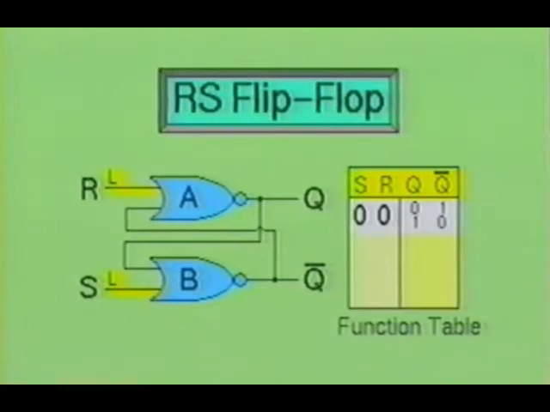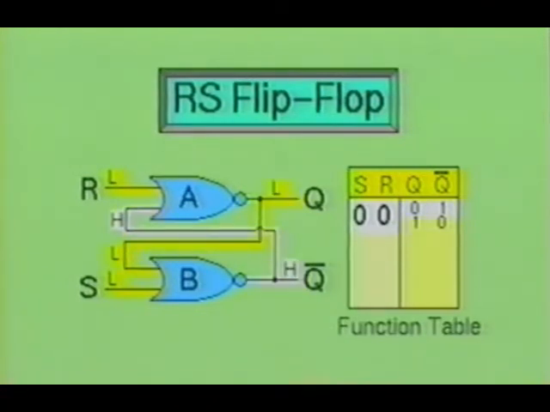When both inputs are low, the outputs for Q and not Q could either be high or low depending on which gate turns on first. For example, let's assume that gate A turns on first. Since this is a NOR gate, it will produce a high output. This high is then fed into the second input of gate B. When gate B receives a high and low input, it will produce a low output.